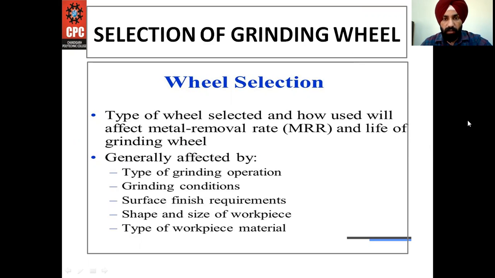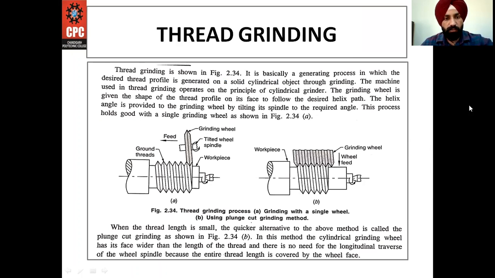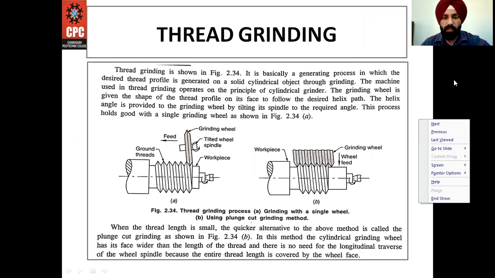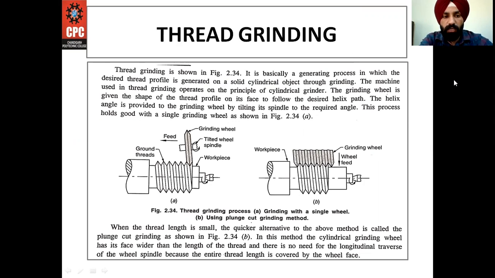Next point is thread grinding. Thread grinding is shown in the figure. It is basically a generating process in which the desired thread profile is generated on a solid cylindrical object through grinding. The machine used in thread grinding operates on the principle of a cylindrical grinder. The grinding wheel is given the shape of the thread profile on its face to follow the desired helical path.